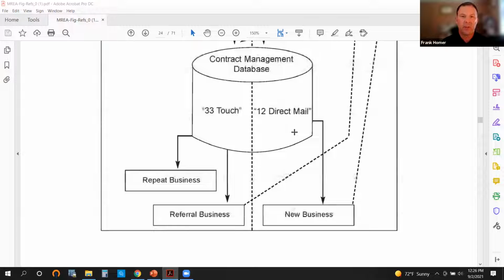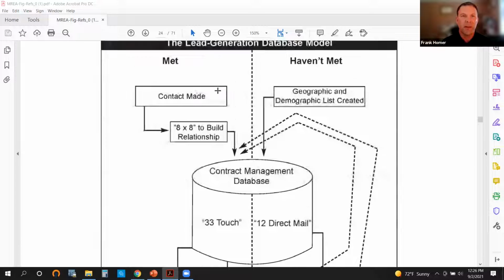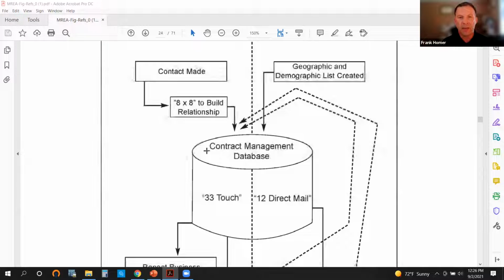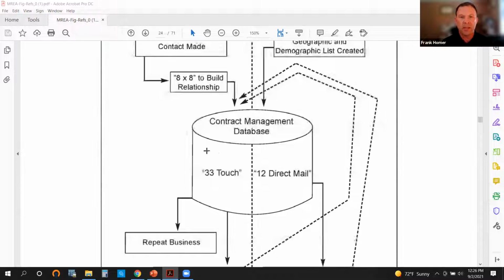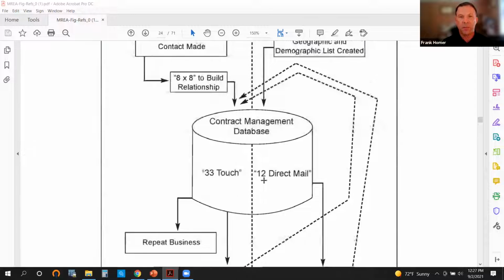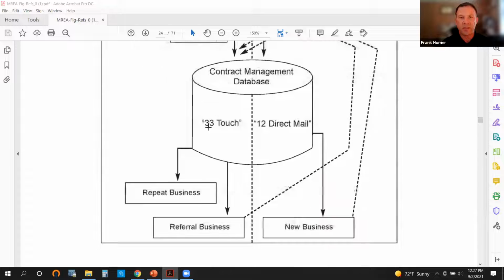From that, we're going to generate some form of new business. That new business is going to recycle back up over onto the MET side. Working through the MET side, the first thing we're going to do is 8x8 to build relationship. And then as we add them to the database, the 33 touch is meant to keep in touch with them throughout the year. That results in not only repeat business, but also referral business. And from the referral business and the new business, all those new METs and new contacts get recycled back up through the 8x8 program through the contact management database.